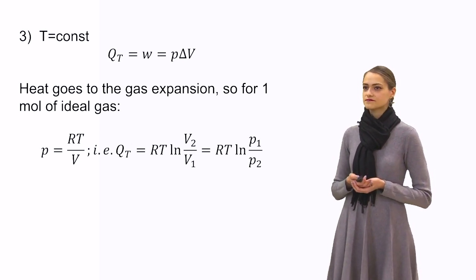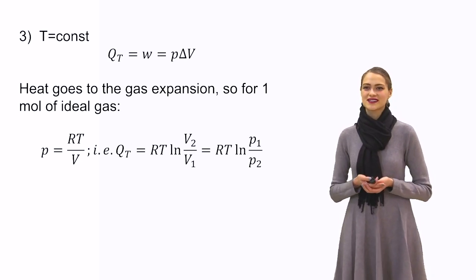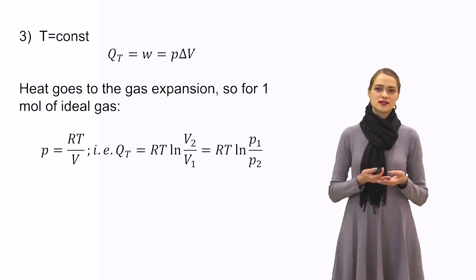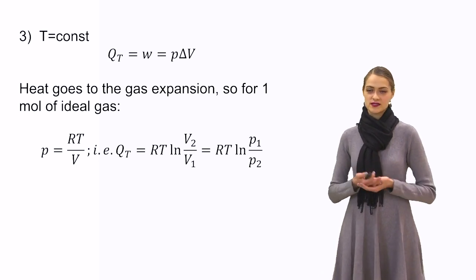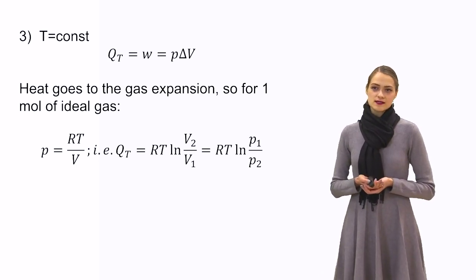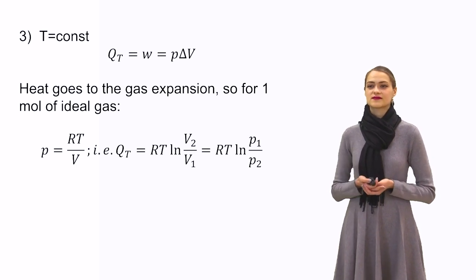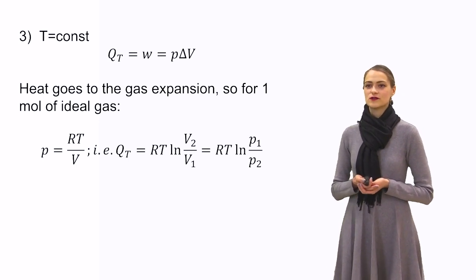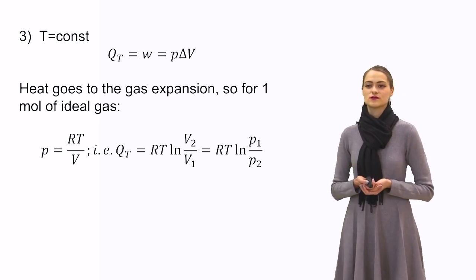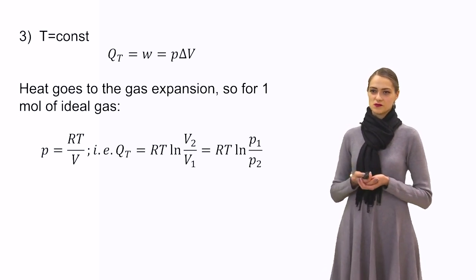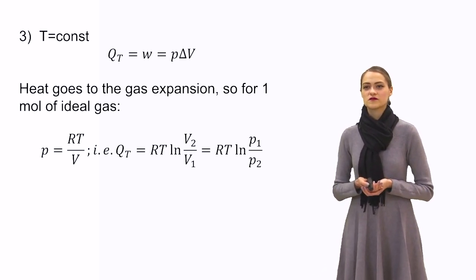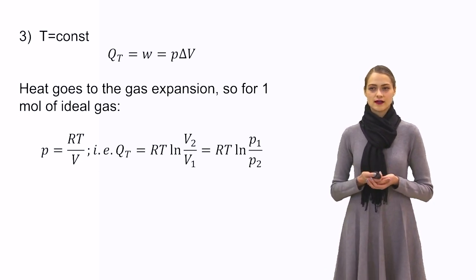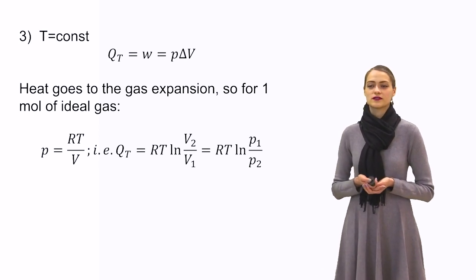But we remember that we can calculate the pressure of this gas, the partial pressure, as the ratio between the gas constant times temperature and the volume of this gas. Thus, we have the next calculation. The heat effect, or heat in our system, Qt, equals the gas constant multiplied by temperature and the natural logarithm of the ratio between the volume in the second state and the volume of the initial state.